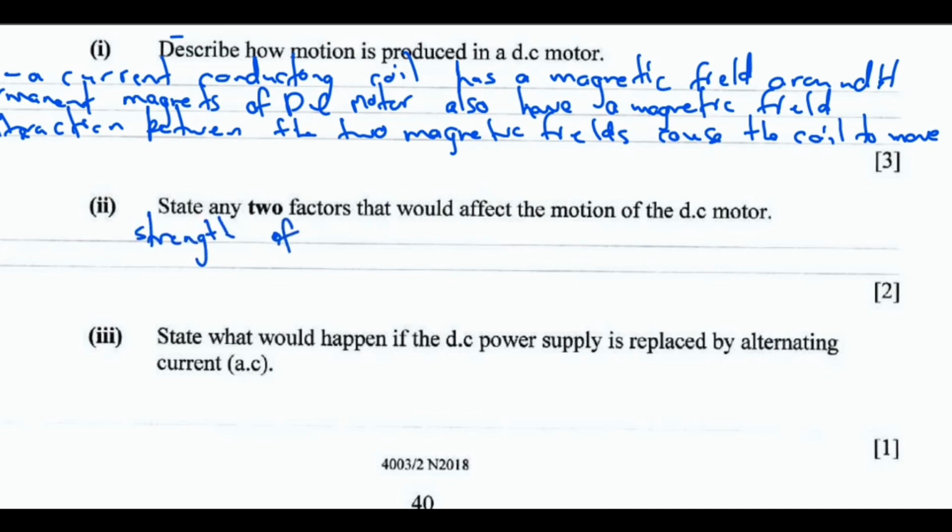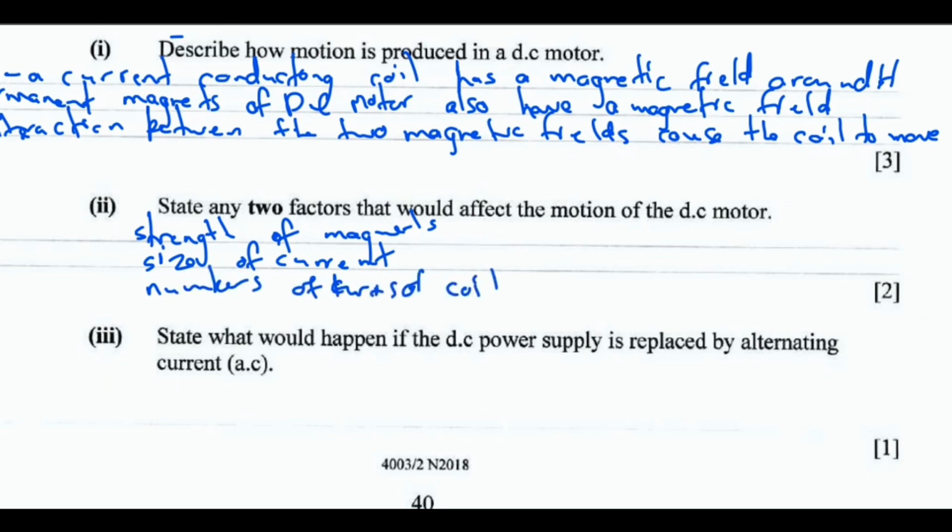And then the size of the current. If we pass a large current, then it means that there's also going to be a strong turning force. Size of current, or you can write magnitude of current if you want. And then number of turns of coil. The more the number of turns, the more the size of the motion.